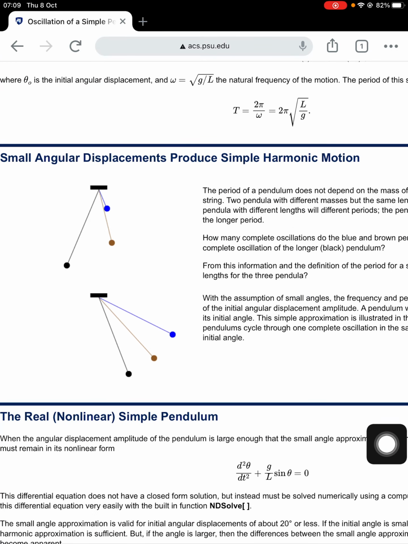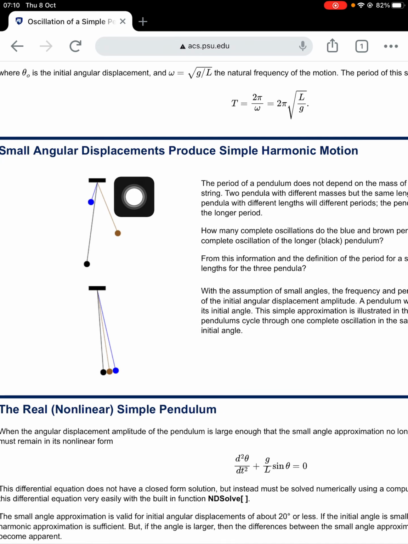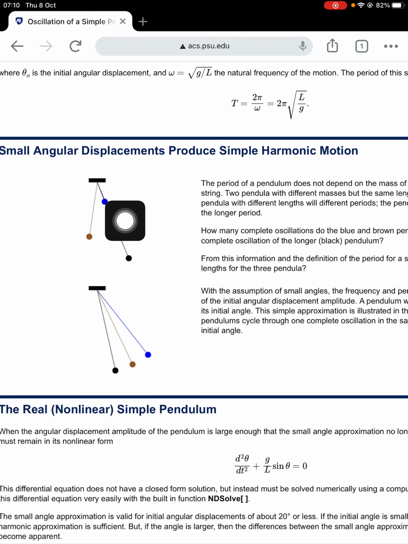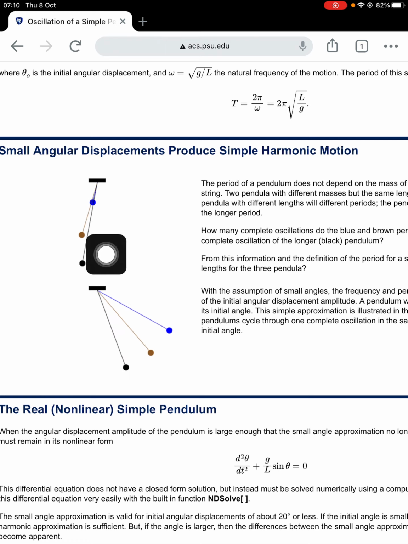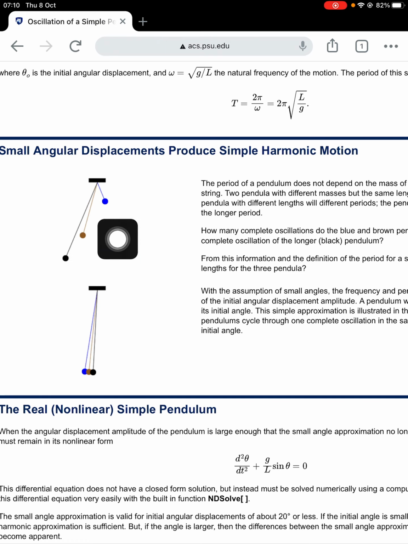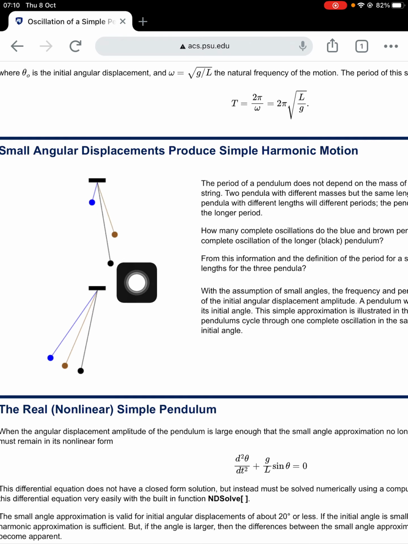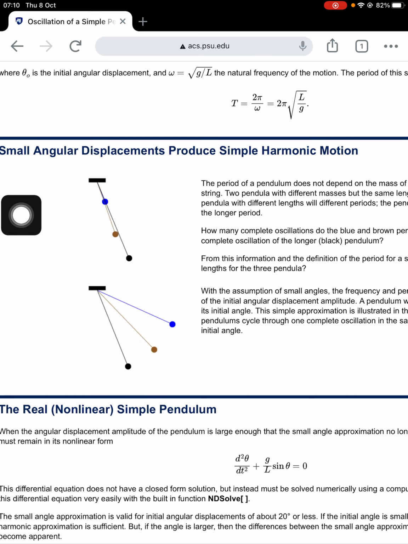You can see that for the blue one, the length of the string is small, so the period is going to be small as well. That's why the time the blue one takes to go back and forth is quite short compared to the black one. The length of the string of the black one is quite large, so the period of the oscillation is going to be large as well. So you can see that the time of the black one going back and forth is longer than the time of the blue one.